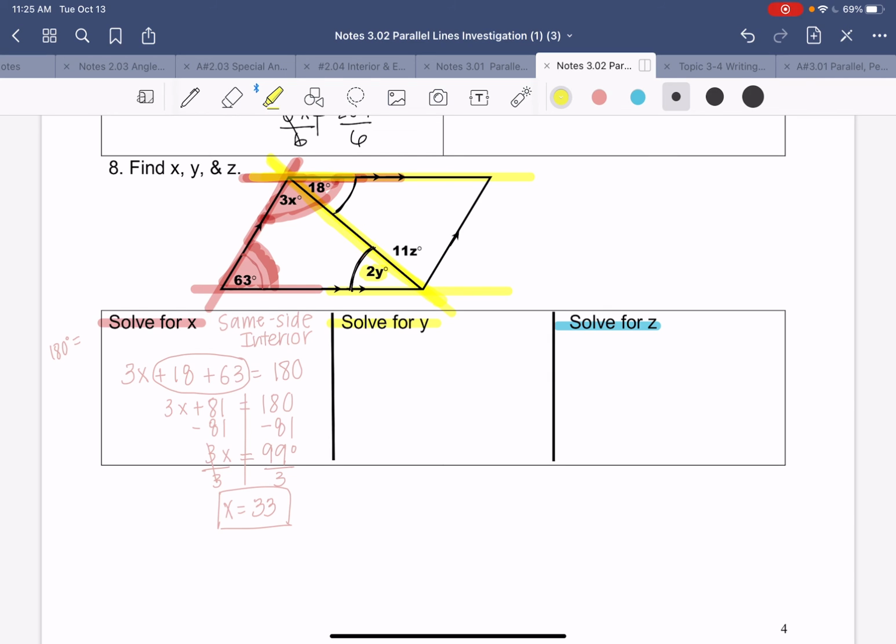Okay, and this was my parallel line. So, in order to solve for y, this is alternate interior. Alternate interior angles are congruent. So it's 2y equals 18. This one was super easy. Divide by 2. Y equals 9.